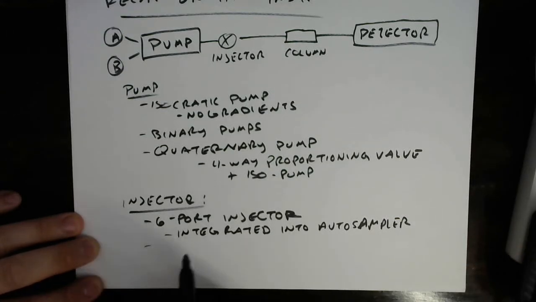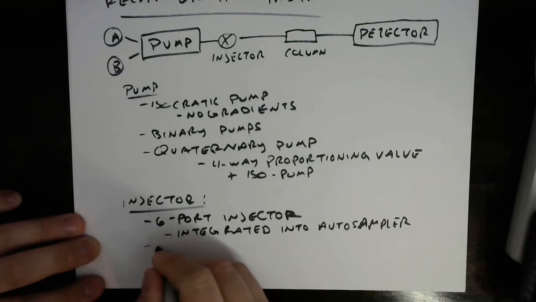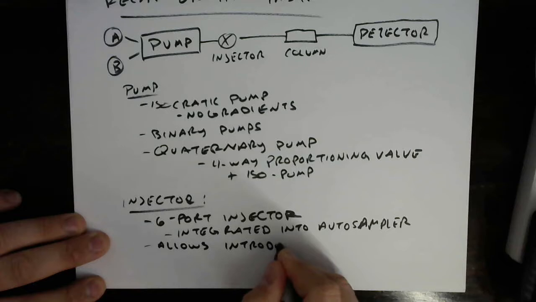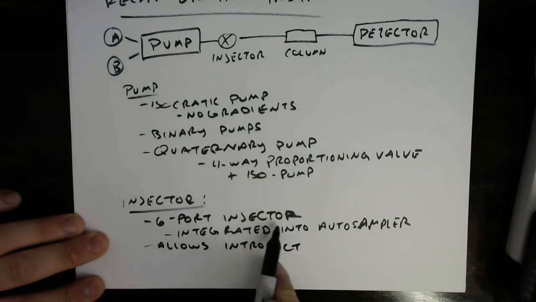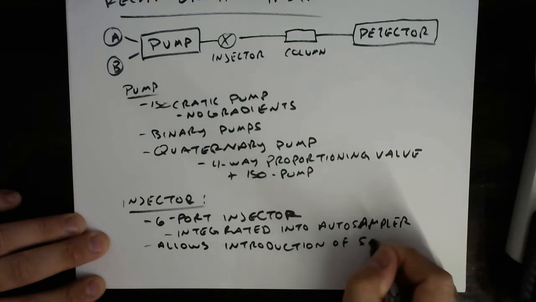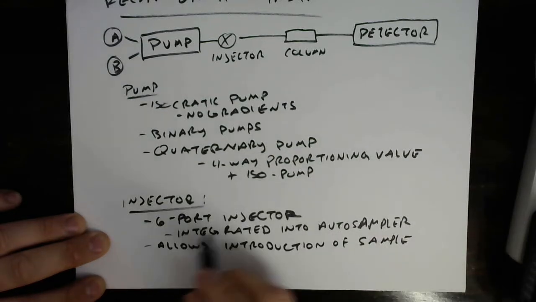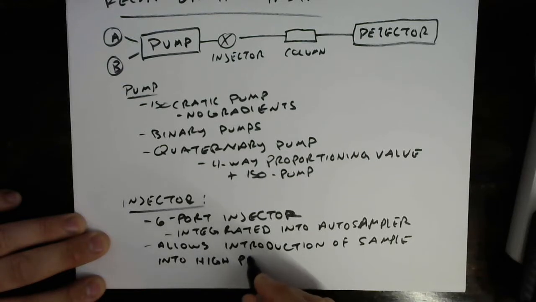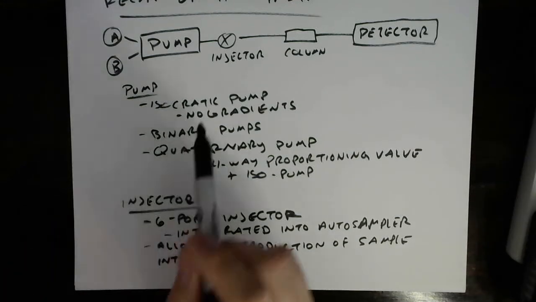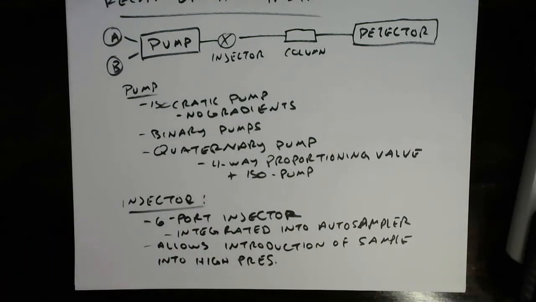But the main point here is that an injection port like the 6-port injector allows introduction, or I guess a better word is injection, of sample into the high pressure system without breaking that high pressure, right? Without having to come down to atmospheric pressure in order to put your atmospheric pressure sample into the high pressure liquid flow.